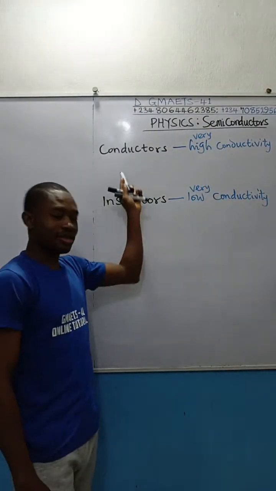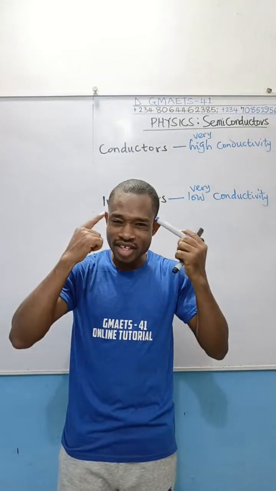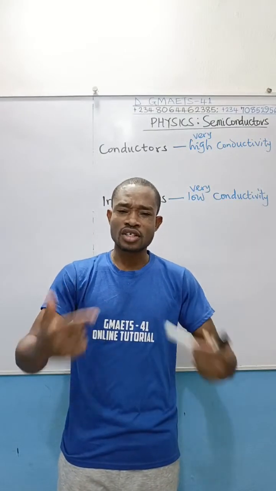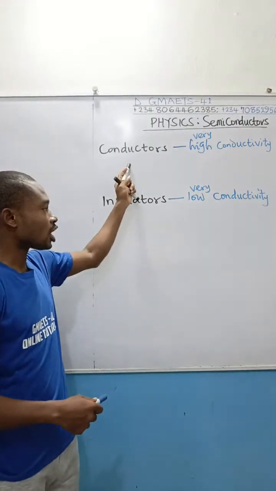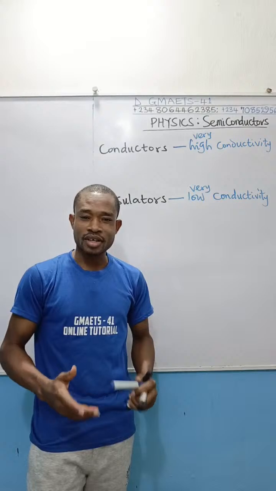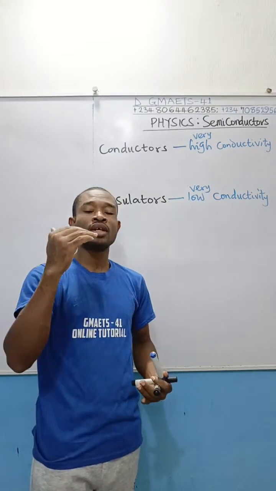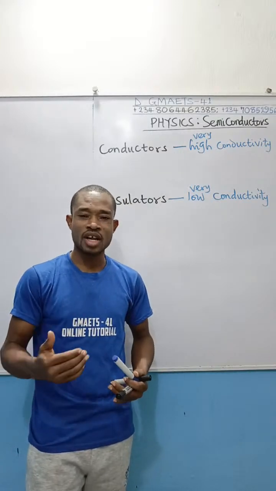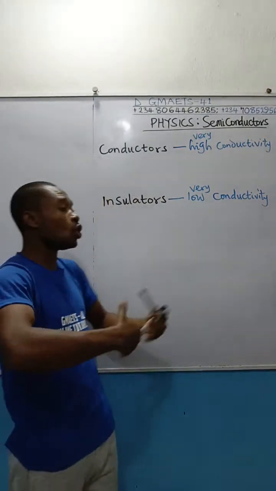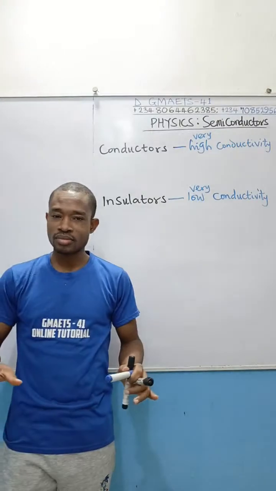Between these two are materials that we call semiconductors, which means that semiconductors refer to materials that have conductivity values between conductors and what? Insulators. Remember, like I said, conductors allow current to flow through them easily. Insulators do not.